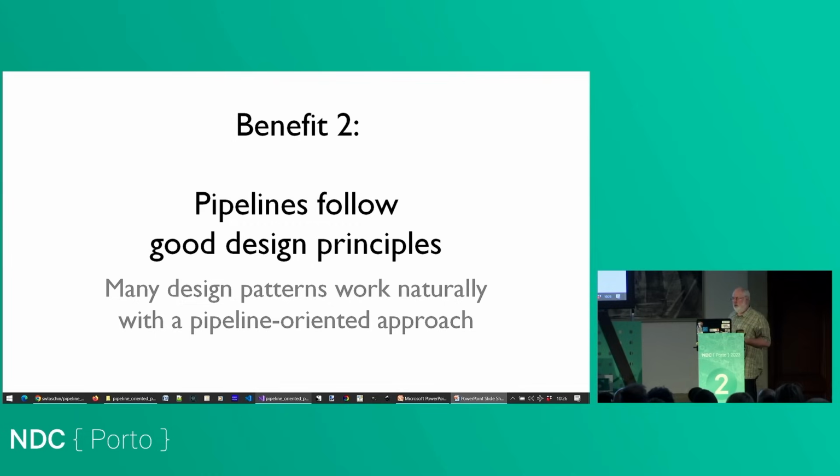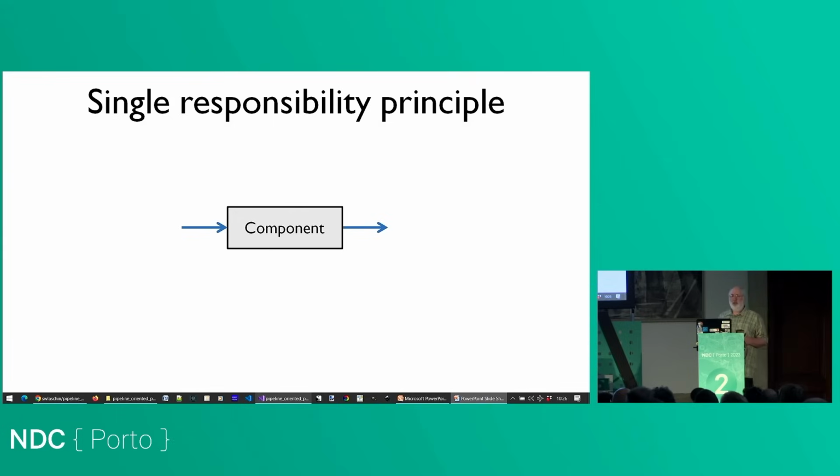Right, number 2, good design principles. So if you're used to OO design patterns and OO principles like SOLID and so on, these work perfectly with pipeline-oriented style design. You don't have to throw them away. So let me give you some examples. Let's look at single responsibility, for starters. The whole point of single responsibility is you do one thing and you do it really well, right? You don't have 100 different methods on your interface or your object, right?